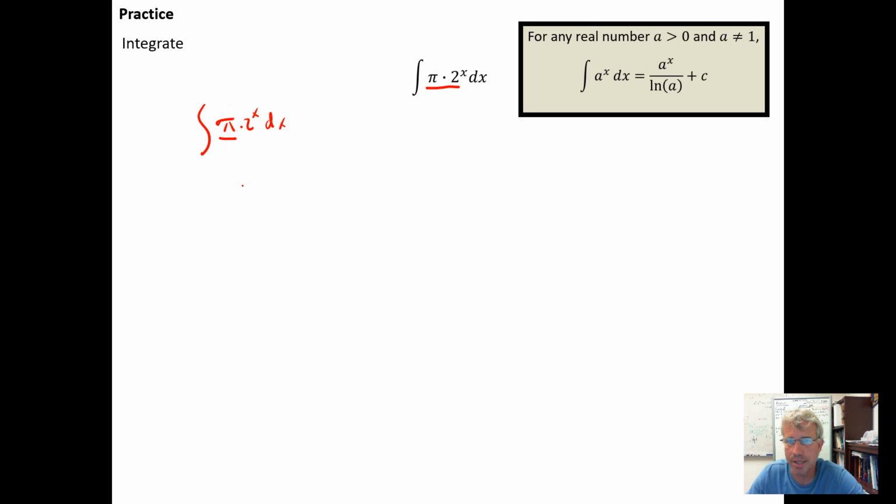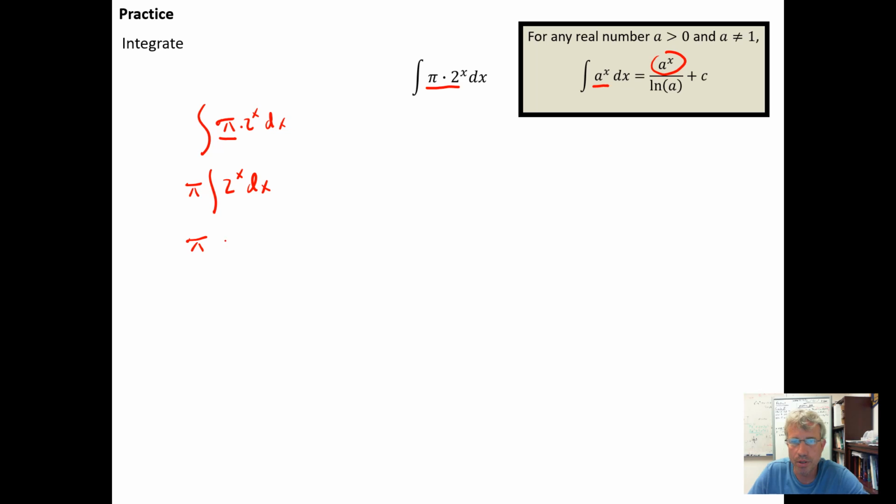We want to recognize that pi is just a constant, which means pi can be factored out of the integral. So we're just doing pi times the integral of 2 to the x dx. And as we saw in the previous video, when we're integrating a base A exponential function, we just get A to the x over the natural log of the base plus that constant of integration.